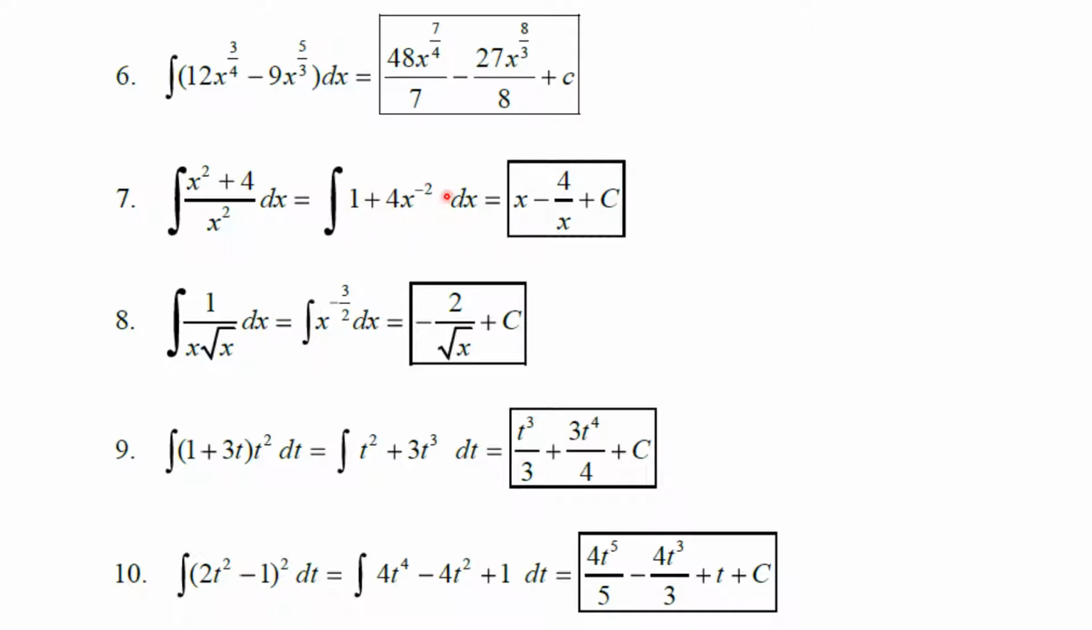So when you integrate this, integrating a constant 1 gives you x. Integrating 4x to the negative 2, it becomes 4x to the negative 1 over negative 1. So therefore, it's minus 4 over x plus c.